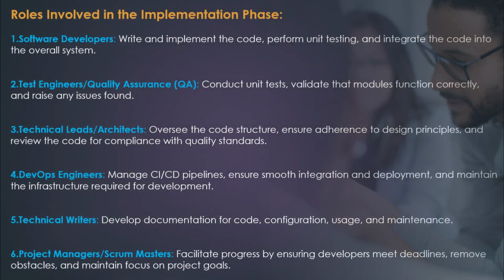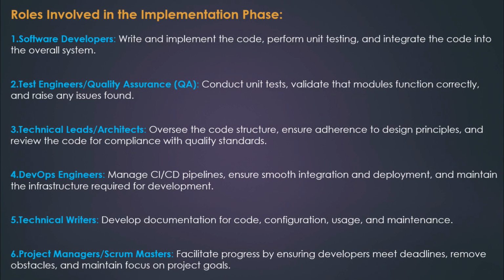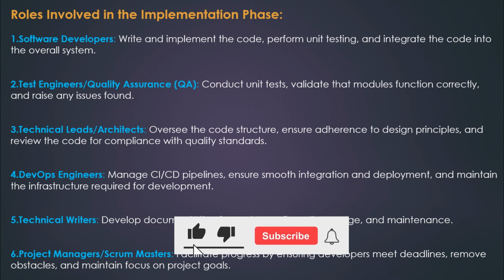Roles involved in the implementation phase. 1. Software developers. Write and implement the code, perform unit testing, and integrate the code into the overall system. 2. Test engineers and quality assurance, QA. Conduct unit tests, validate that modules function correctly, and raise any issues found. 3. Technical leads or architects. Oversee the code structure, ensure adherence to design principles, and review code for compliance with quality standards.